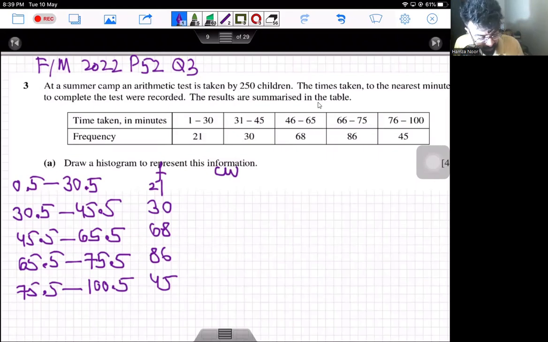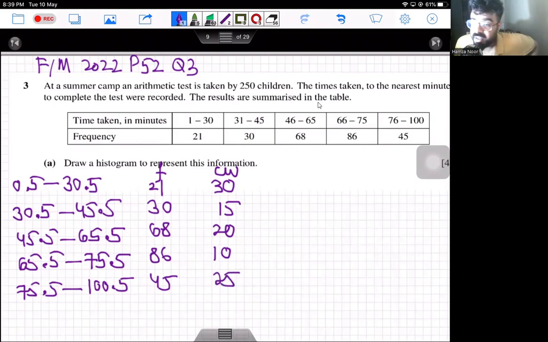30.5 minus 0.5, this first class width is 30. Then 45.5 minus 30.5, this is 15. Then 65.5 minus 45.5, this is 20. Then 75.5 minus 65.5, the class width is 10. And then finally 100.5 minus 75.5, class width is 25.